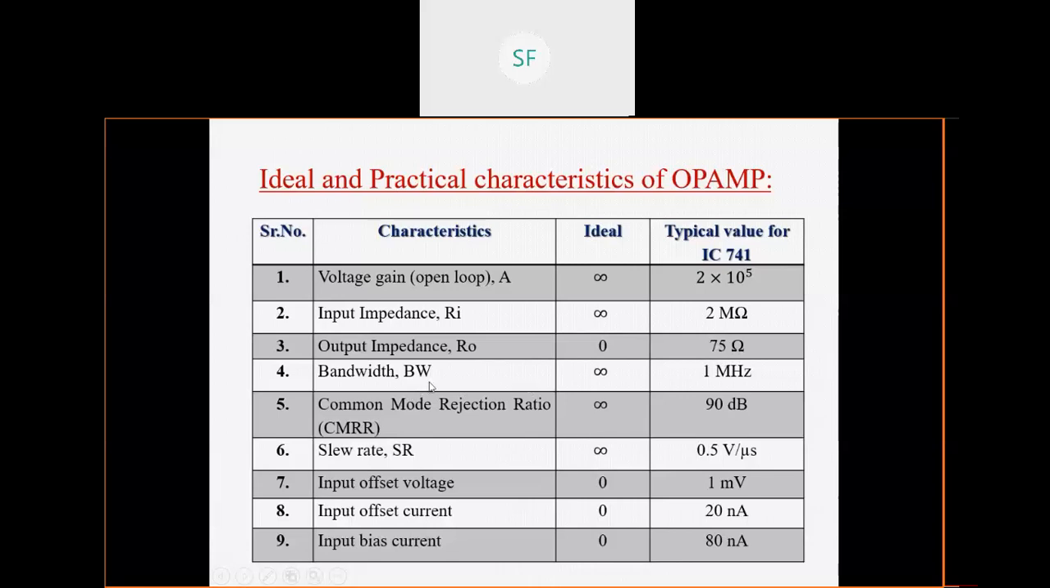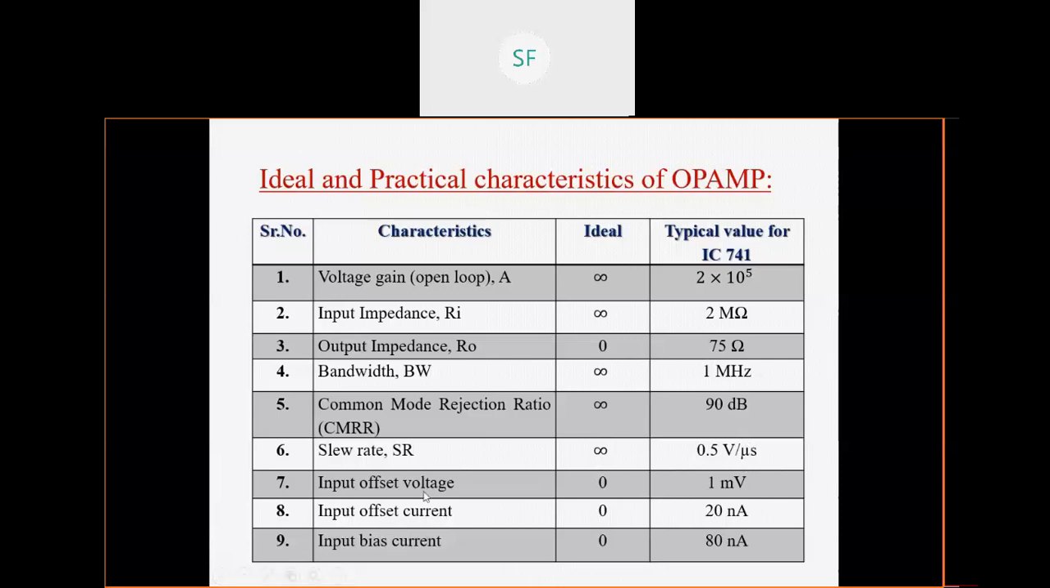Then bandwidth is again one important parameter. Ideally we want bandwidth to be very high, so ideally infinite, but practically it is 1 megahertz. CMRR, that is common mode rejection ratio, we have already seen. Ideally it should be infinite, but practically its value is 90 decibel. Slew rate, we also want ideally infinite, but practically it is 0.5 volt per microsecond.